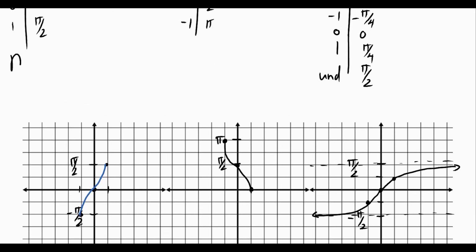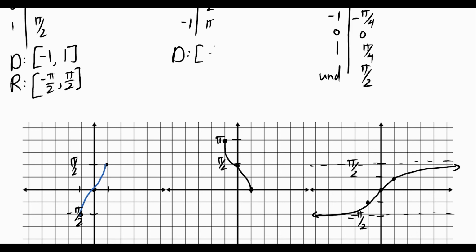Now, let's talk about the domain for the first one. Since the x value only goes from negative 1 to 1, we're going to say negative 1 to 1, and we're going to include it in interval notation. The range, on the other hand, we go from negative pi over 2 to pi over 2, and that is also including those values, so you plot those in. For cosine, the domain is going to be exactly the same, negative 1 to 1. The range, this one's going to be a little bit different because of the restriction, so it's going to be 0 to pi.